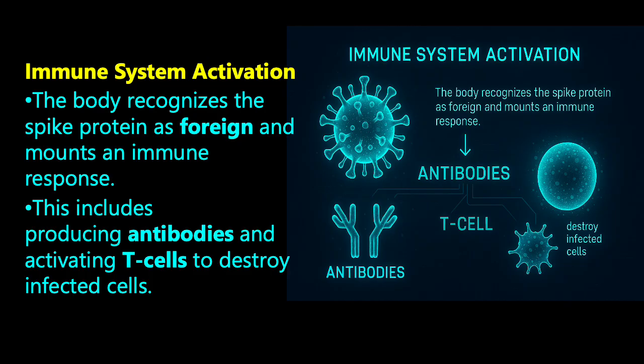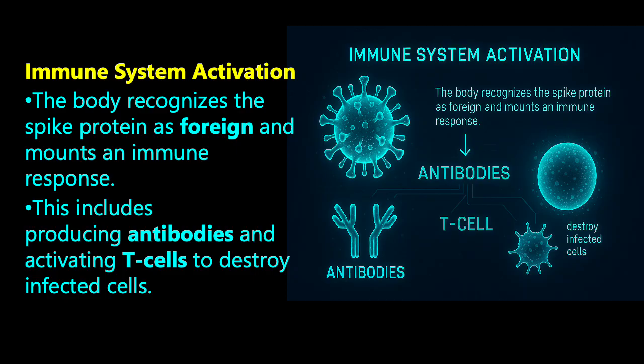To fight back, the body activates its defense system. It starts making special proteins called antibodies. Our body is very clever. The moment it sees some intruders, it starts getting a reaction to protect the cell from the intruder. These antibodies are like tiny soldiers that recognize and stick to the spike protein, helping to block the virus from entering more cells. So the antibodies are our soldiers.